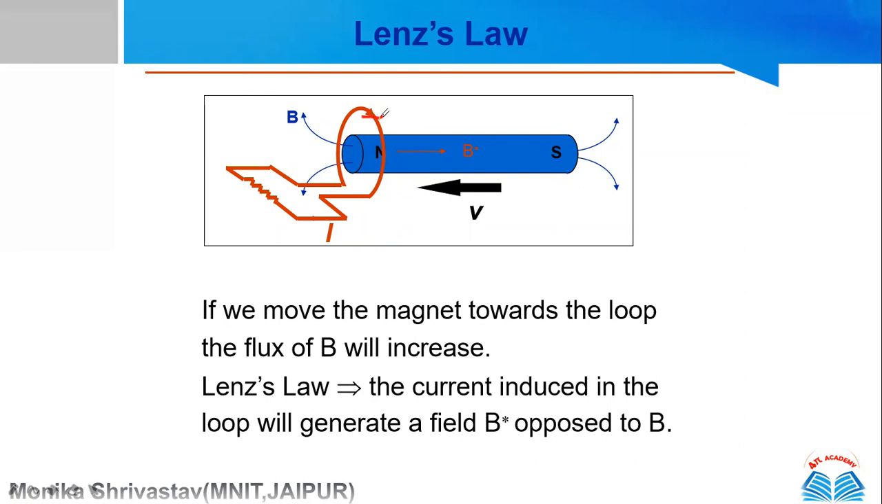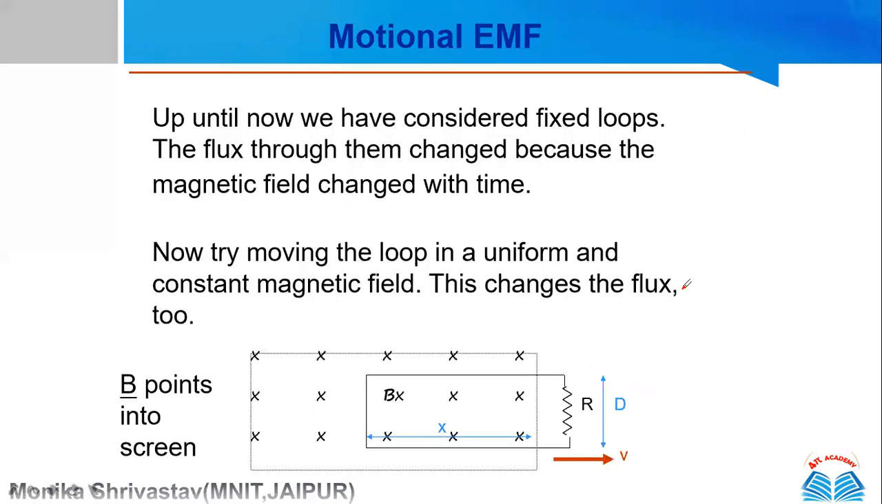This is your Lenz law. Okay, you can see the arrow now. So this is the direction of current due to the EMF, due to the changing magnetic field of the coil. So basically, Lenz law is about the current induced in the loop, which will generate a field B star, which will be opposite to the original field B. Okay, so you guys have to remember all these things.